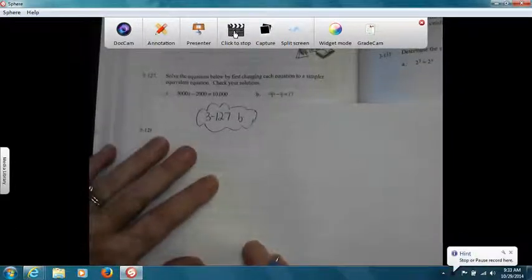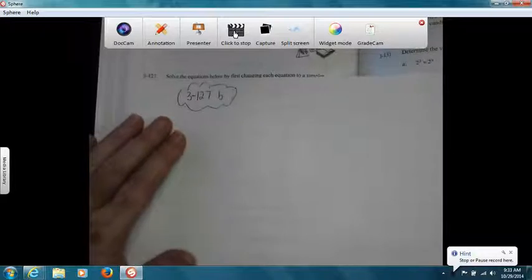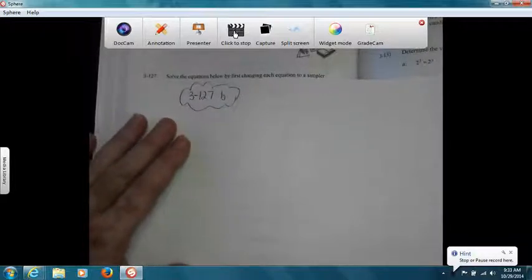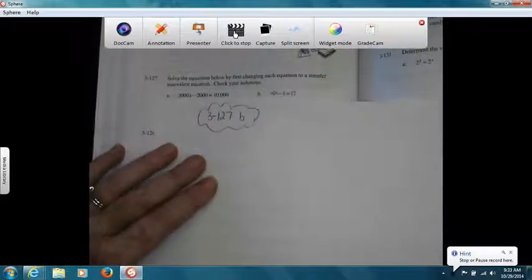So this is 3-127, letter B. Does it have audio on it? Uh-huh. Now you're on YouTube. It says solve the equations below by first changing each equation to a simpler equivalent equation and check your solution.